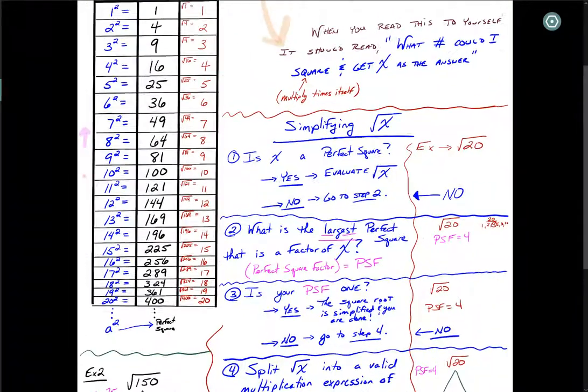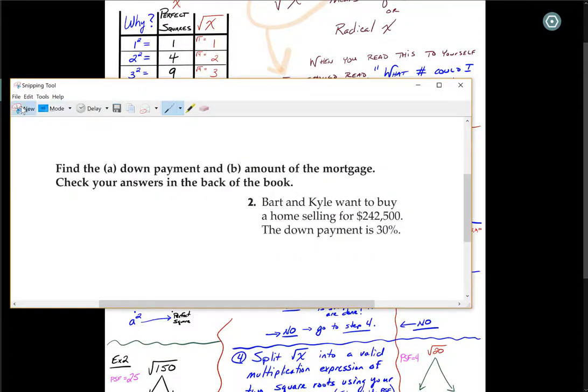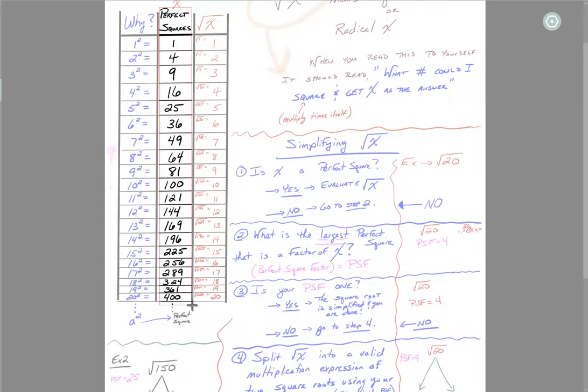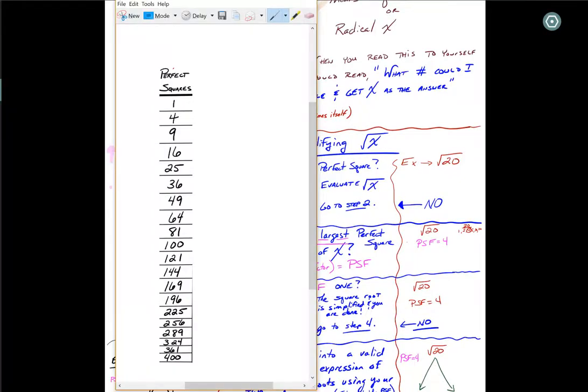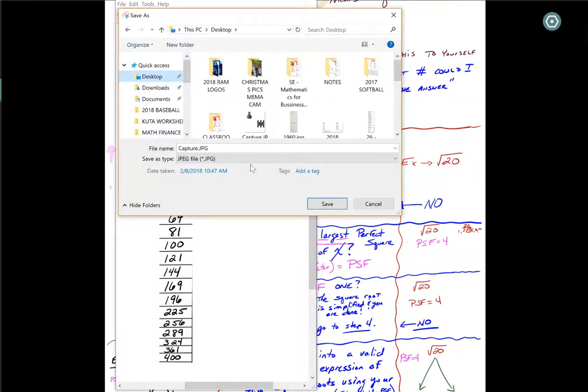You know what I'm going to do here? I'm going to write my ones 1 through. Put it on my desktop. Name it Perfect Squares. You know what you could also do? Have your Chromebook out in front of you with all the perfect squares up, couldn't you?